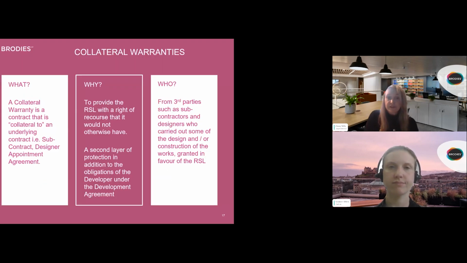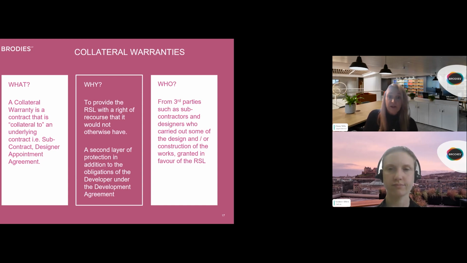So collateral warranties, what are they, why do we need them, and who are they granted from? Well, a collateral warranty is a contract that is collateral to an underlying contract. So it's collateral, for example, to a subcontract entered into between the developer and subcontractor, or it could be collateral to a designer appointment entered into between the developer and, say, his engineer or architect.